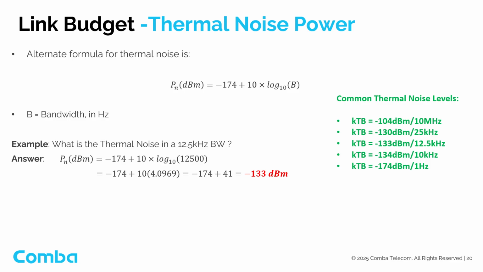What is the thermal noise power in a 12.5 kHz bandwidth? We can simply input the values into the alternate thermal noise power formula, which gives us the noise power in dBm equals negative 174 dBm plus 10 times the log of 12,500 Hertz equals negative 133 dBm.